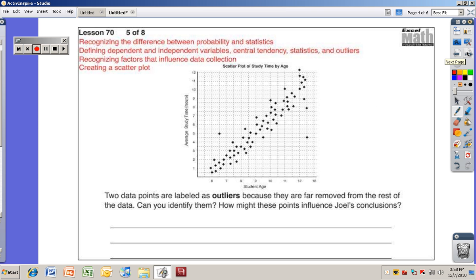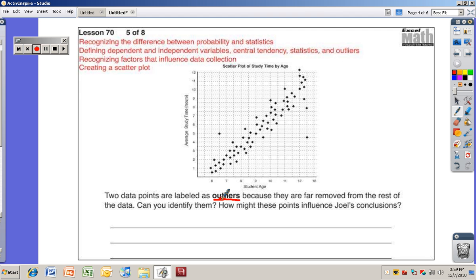Okay, the next question says, 2 data points are labeled as outliers because they are far removed from the rest of the data. Can you identify them? How might these points influence Joel's conclusions? So there's 2 points that are not really part of the central tendency. Take your pencil right now and circle those 2 points. Pause the video for a second and then turn it back on.